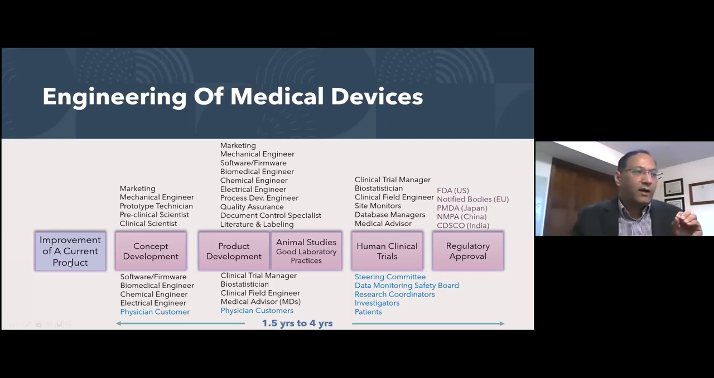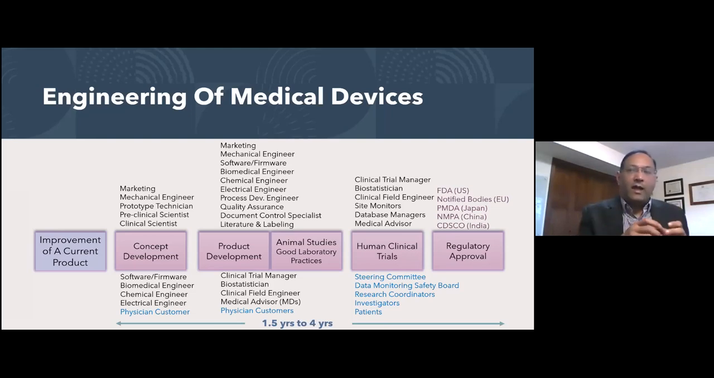So you take a current product, look for an improvement, and try to prove a concept. Even during concept time, you have a marketing person, a mechanical engineer, a prototype person, and a preclinical scientist. What a preclinical scientist does is take the prototype and work with an animal. So these are veterinarians, essentially. The amount of discipline involved in making a product is huge.